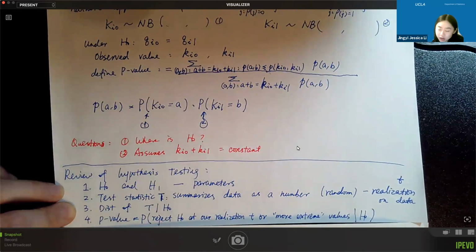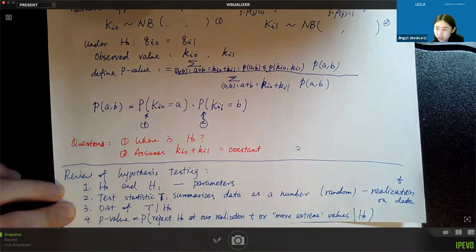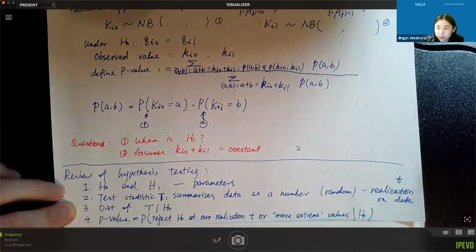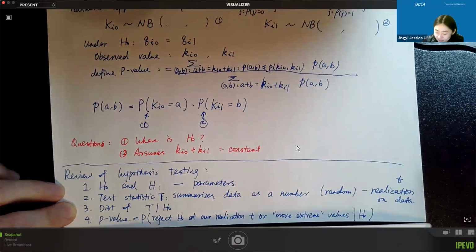So yeah, that's all I want to say. And you can actually check the original paper if you're interested in figuring out why this makes sense. But to me, this is just something we shouldn't do for hypothesis testing. And we cannot just come up with a number and call it a p-value.